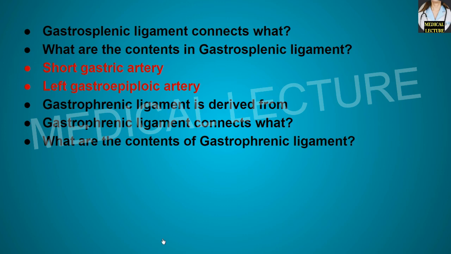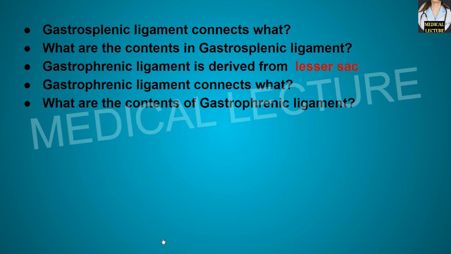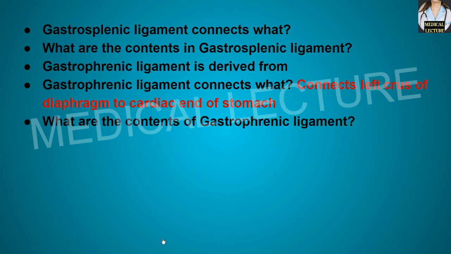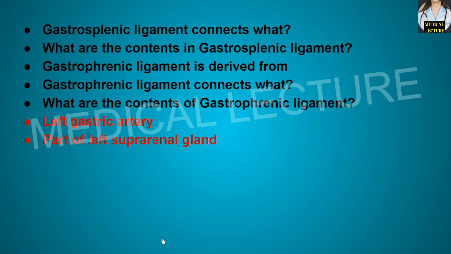Gastrophrenic ligament is derived from the lesser sac. Gastrophrenic ligament connects what? It connects the left crus of diaphragm to the cardiac end of the stomach. So the gastrosplenic ligament connects the fundus of the stomach to the upper lip of the hilum of the spleen, while the gastrophrenic ligament connects the left crus of diaphragm to the cardiac end of the stomach. Now what are the contents of the gastrophrenic ligament? It contains the left gastric artery and part of the left suprarenal gland.